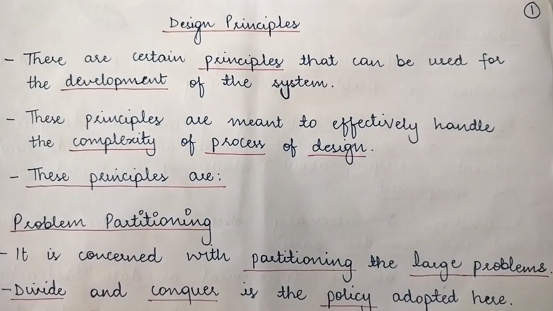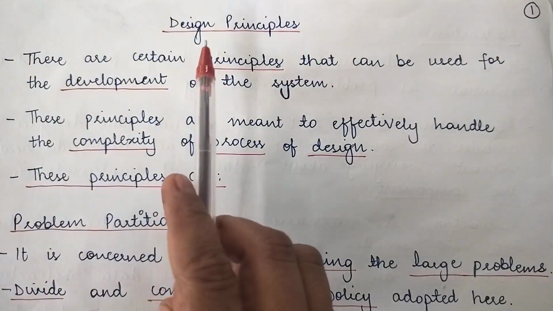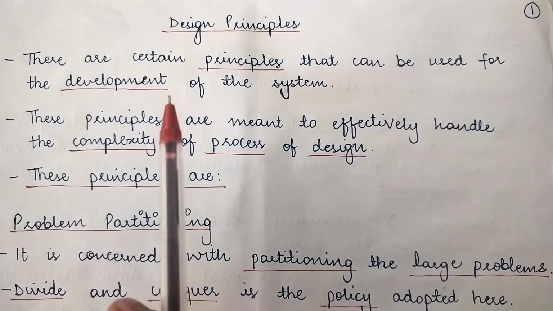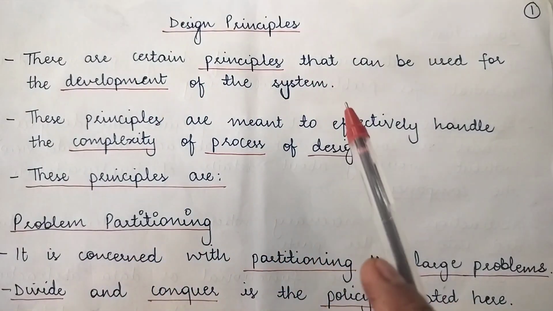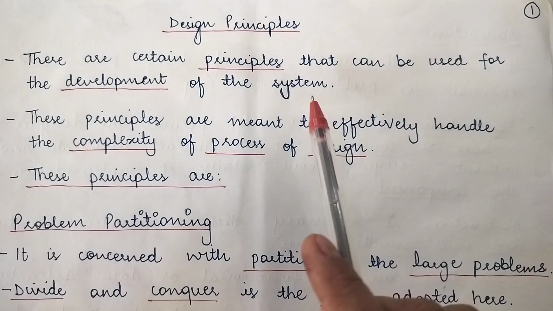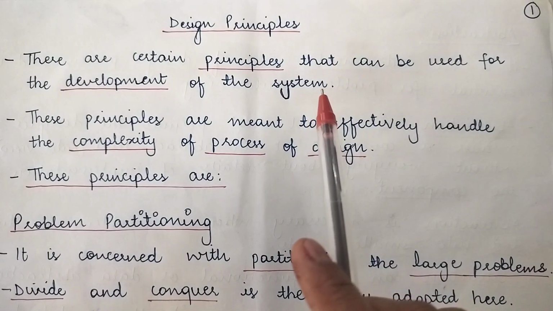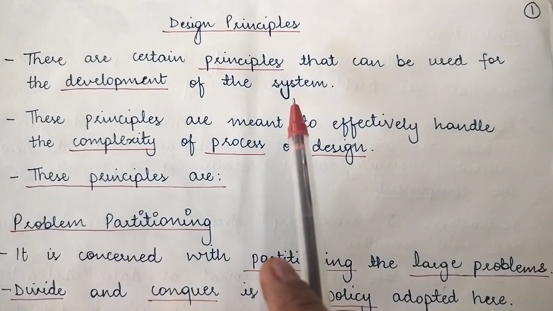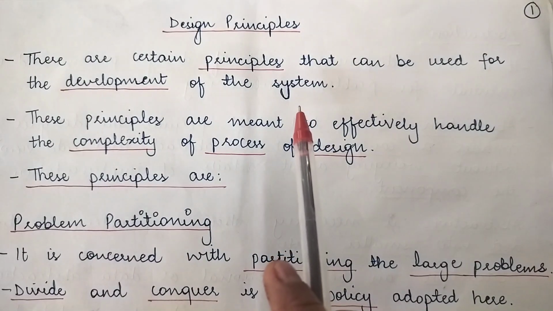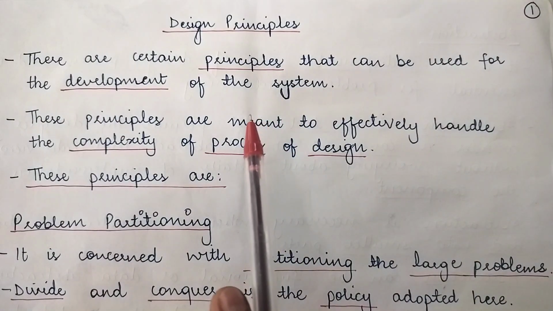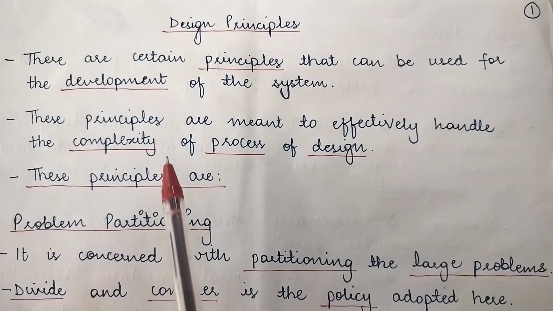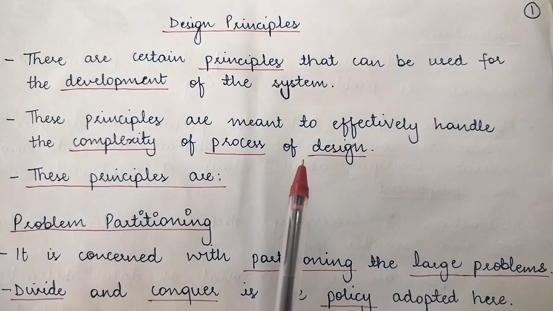Hi everyone. Today we are going to study design principles in system analysis and design. Now there are certain principles that can be used for the development of the system. When we want to develop a system, we know that we design the system before we actually implement it. So there are certain principles that can be used for the design phase of the system before it is actually implemented. These principles are meant to effectively handle the complexity of the process of design.